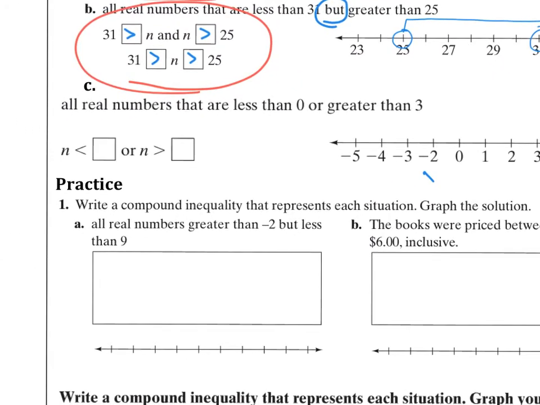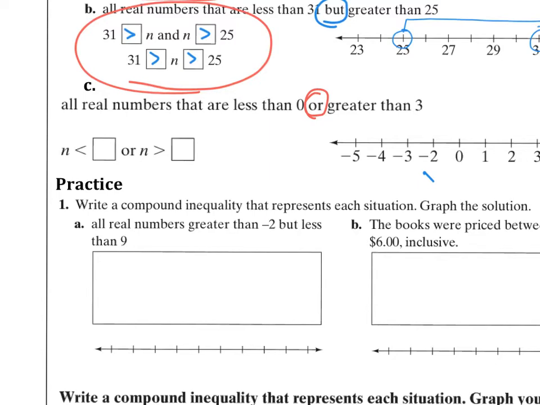All right, next one. All real numbers that are less than 0 or greater than 3. Now notice the big difference here. We changed from the word and or but to the word or. Now why is that significant? It's because instead of two things happening at the same time, it's one or the other happening. And we have to sort of select it.